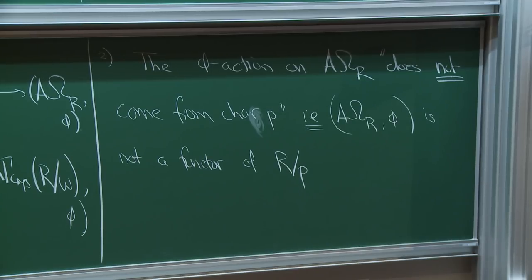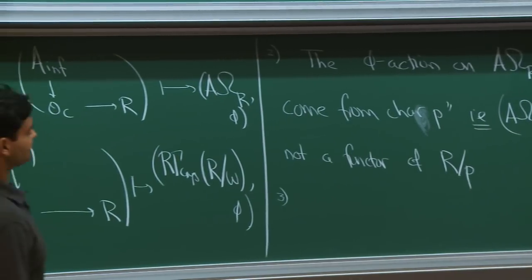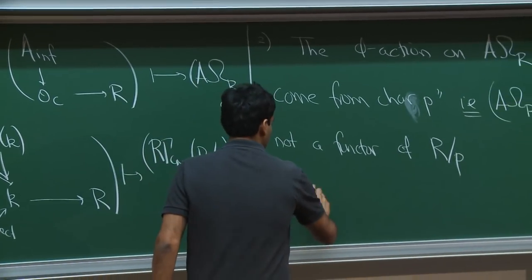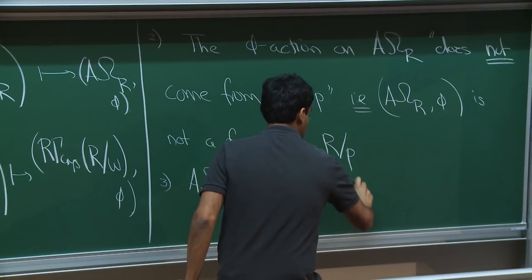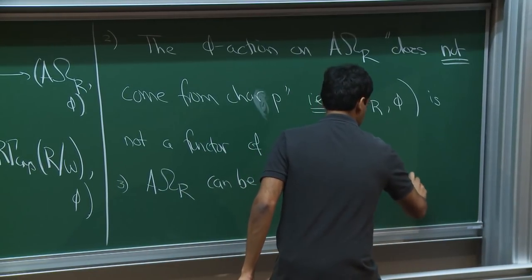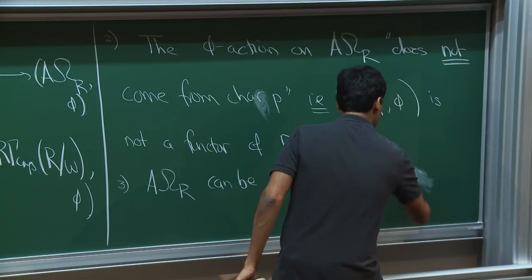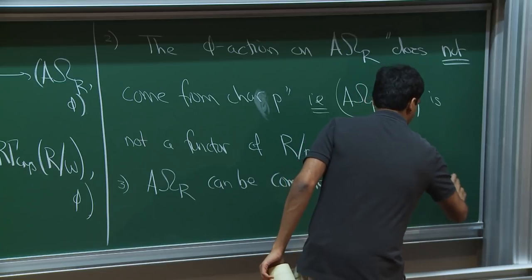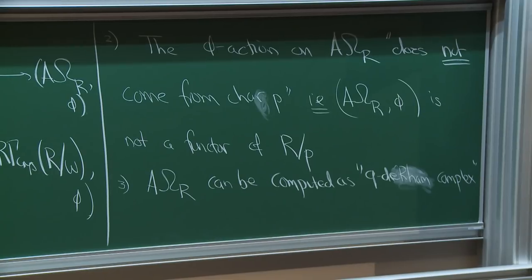OK. And then the last remark, which I won't elaborate right now, is what Ofer pointed out. If you choose coordinates on your algebra R, there's a very explicit description of these complexes in terms of q-de Rham complexes. So it can be computed as a q-deformation of a de Rham complex for a specific element q in the ring A_inf, and that's extremely useful in computations.